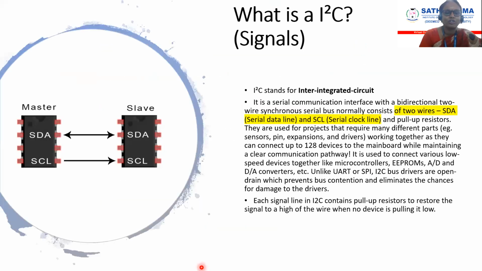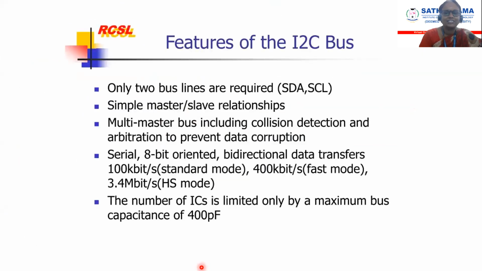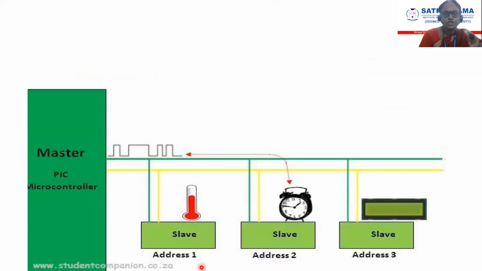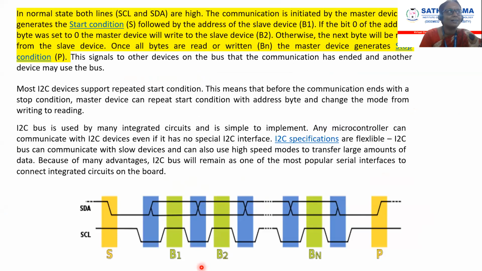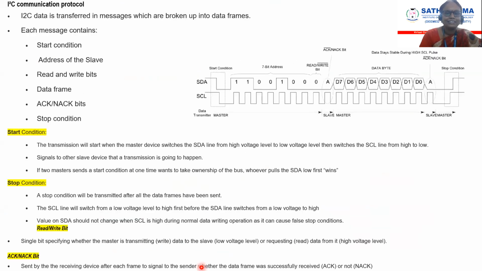The next one is I square C. What is I square C? I square C configuration, features, and some example diagrams. And this is the message frame of I square C.